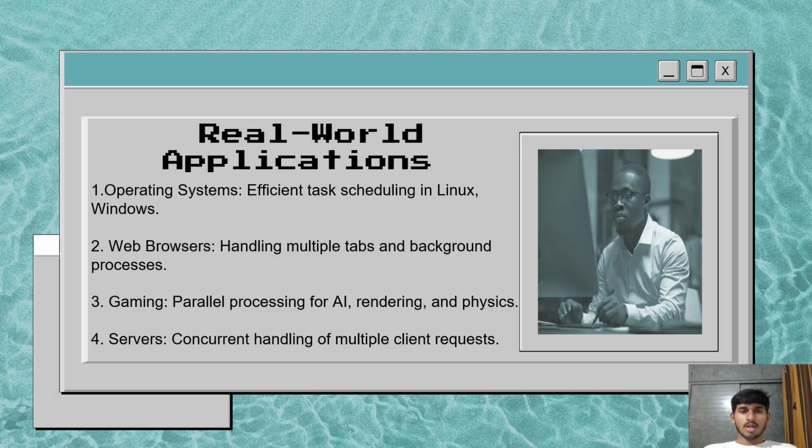Moving on to the real world applications of multi-threading. Here are some real world applications listed based on the aspects of use. The first one is operating systems: efficient task scheduling in Linux and Windows. Multi-threading is used for scheduling algorithms in Linux and Windows OS. Next, web browsers handle multiple tasks and background processes, as we know. For example, in Chrome we can work with multiple tabs at the same time.